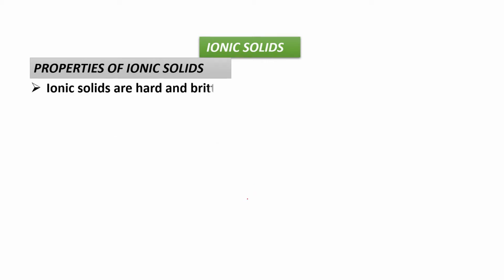Properties of ionic solids. Generally, ionic solids are hard in nature and also brittle in nature. Brittle means that because of their layer structure, they can be easily broken, like breaking a biscuit. Brittle means we can easily break it, because of their layer structures.